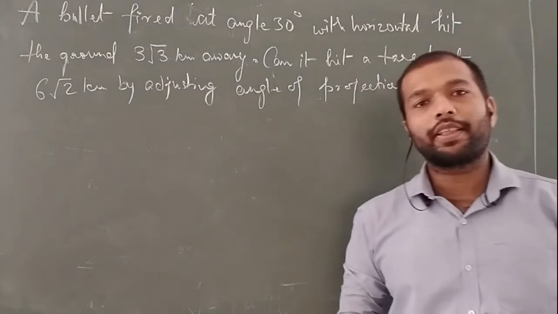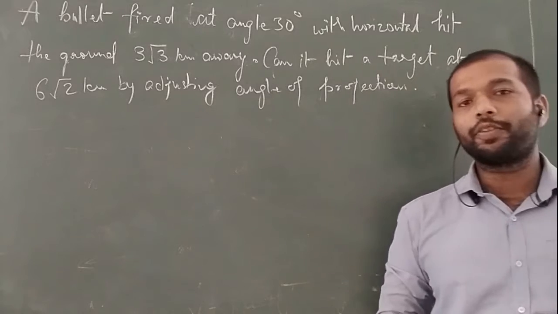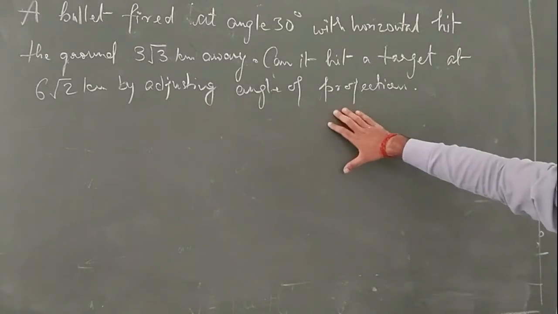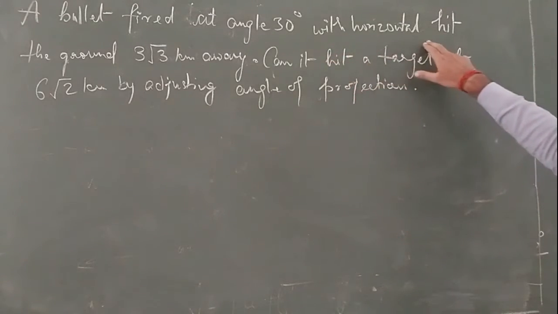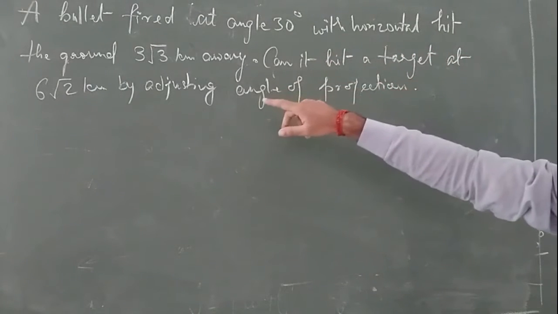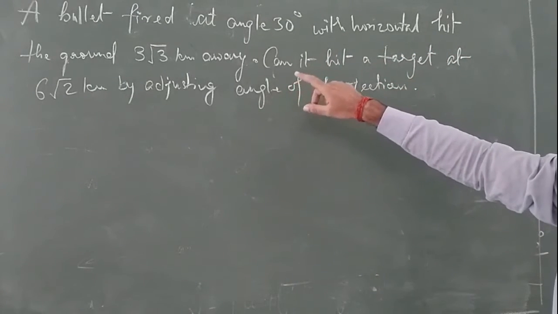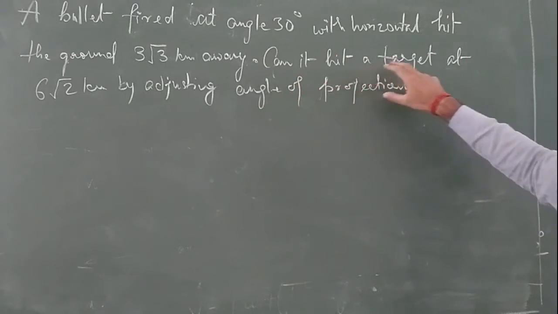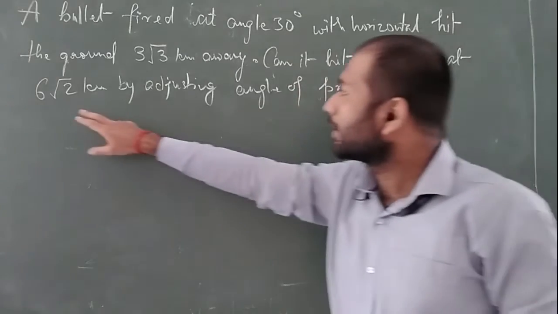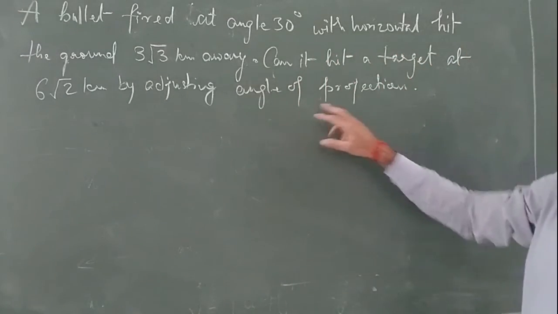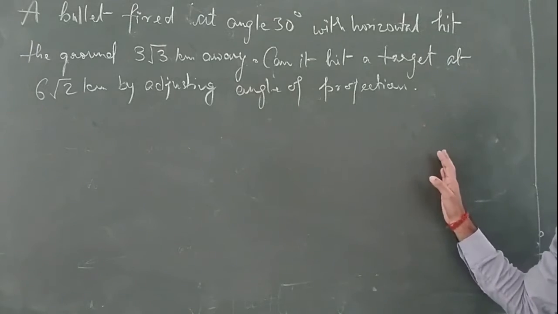So this is our next question. Students, read it out first. A bullet fired at angle 30 with the horizontal hits the ground 3 root 3 km away. Can it hit a target which is at 6 root 2 km by adjusting the angle of projection?